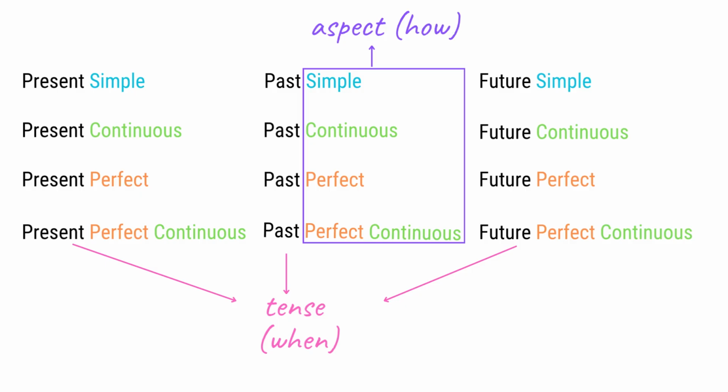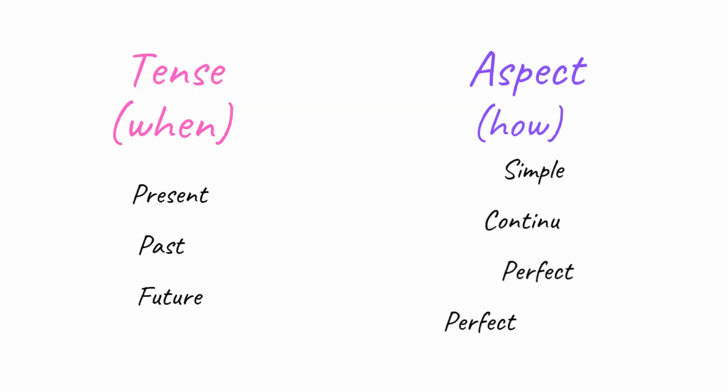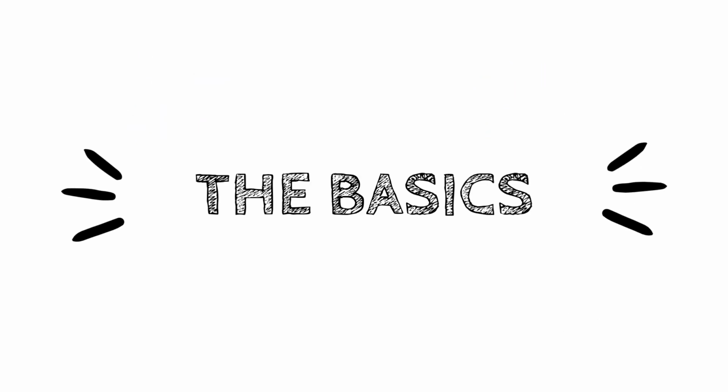Aspect does not specify the time. It gives us context about the action. It provides additional information about whether the action is ongoing, completed, or repeated. So the tense tells us when an action or event unfolds, and the aspect tells us how. You need to learn how tense and aspect work if you want to master English verbs, but let's have a quick look at the basics first.